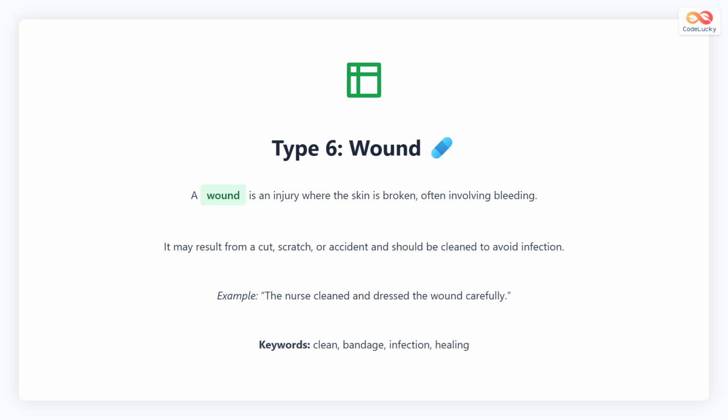A wound is an injury where the skin is broken and may bleed. It can come from a cut, a scratch, or a more serious accident. Wounds must be cleaned carefully to avoid infection. After cleaning, cover it with a bandage to protect it from dirt and bacteria. For example, the nurse cleaned and dressed the wound carefully. Important words include clean, infection, and healing.